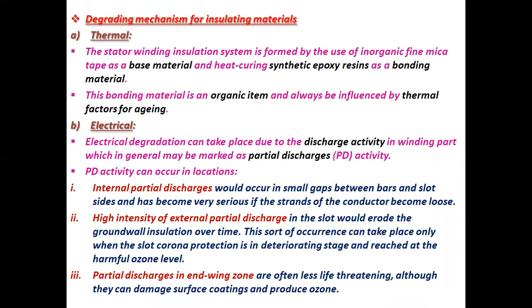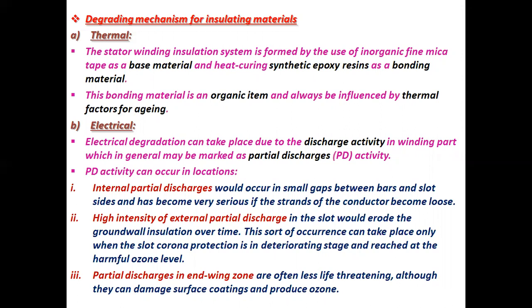B. Electrical. Electrical degradation can take place due to the discharge activity in the winding part, which in general may be marked as partial discharge activity. Partial discharge activity can occur in locations. 1. Internal partial discharges would occur in small gaps between bars and slot sides and become very serious if the strands of the conductor become loose.